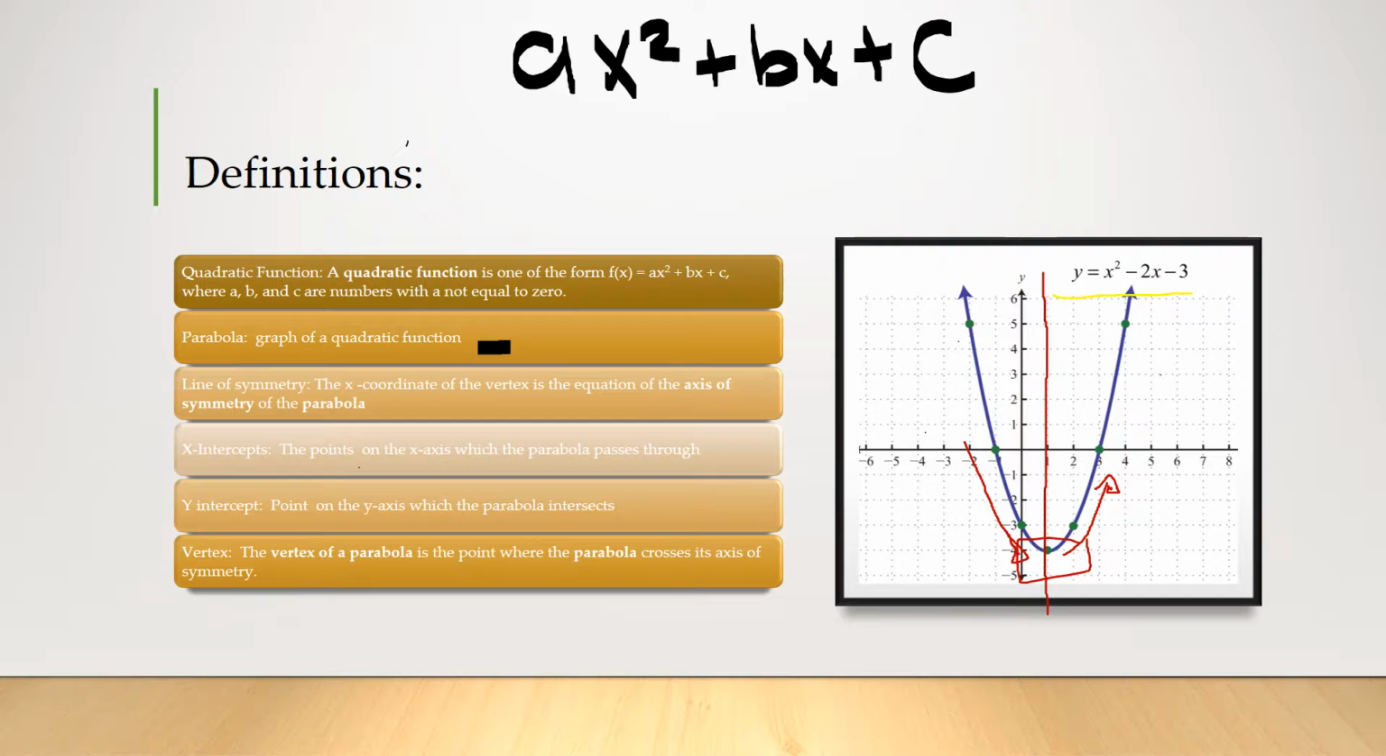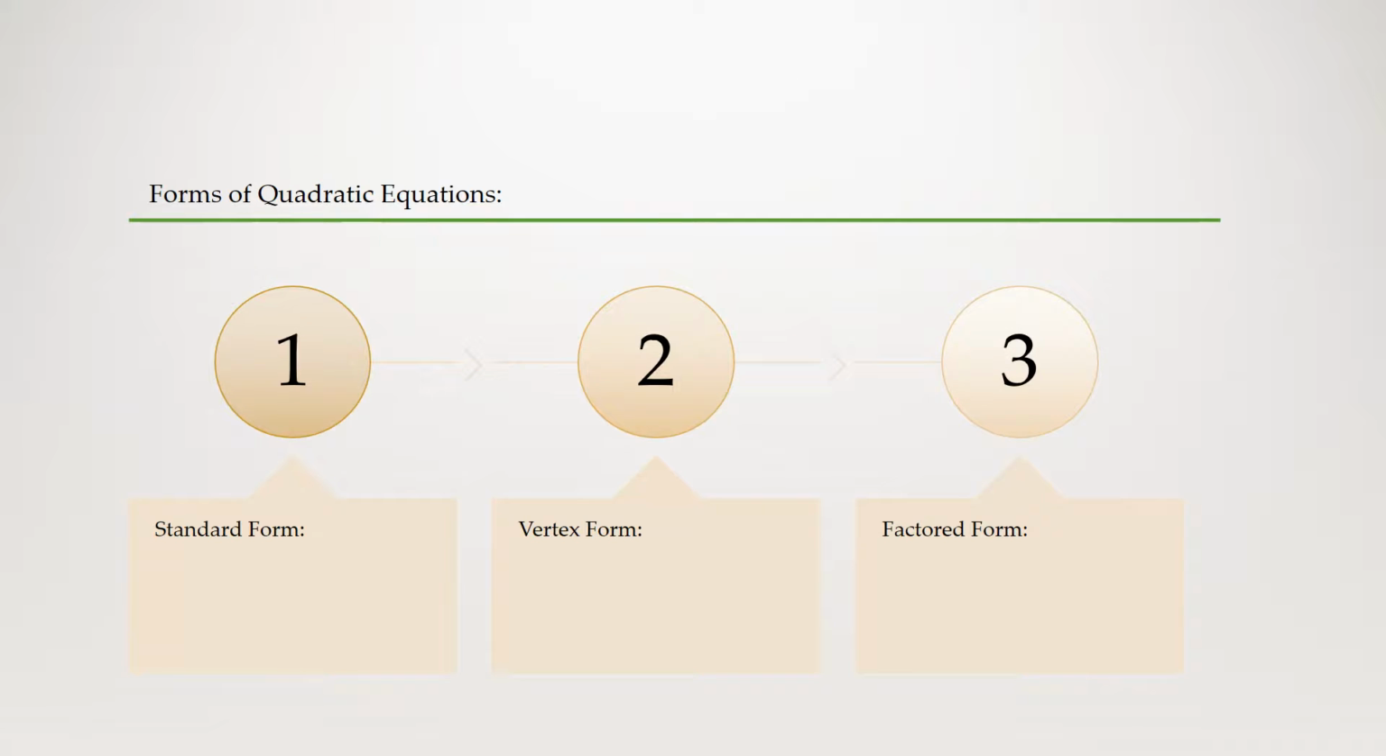The x-intercepts are the points on the x-axis through which the parabola passes. In this case, they are -1 and 3. The y-intercept is the point on the y-axis which the parabola intersects, and in this case, it's -3 as well. So yeah, let's get into the forms of quadratic equations.